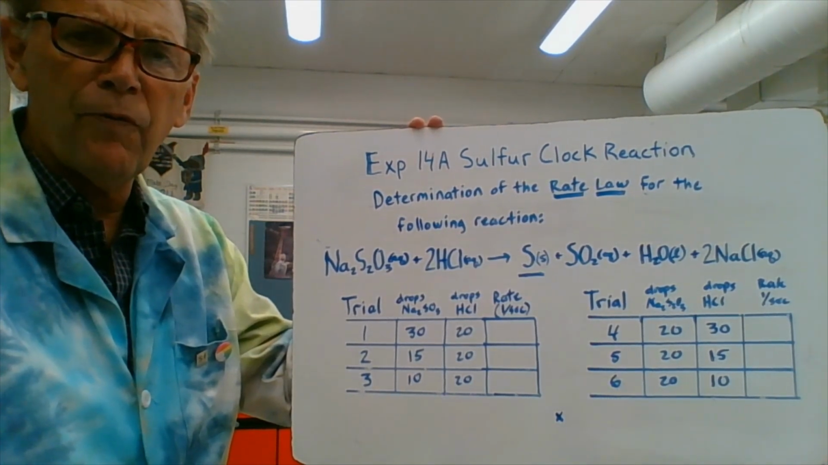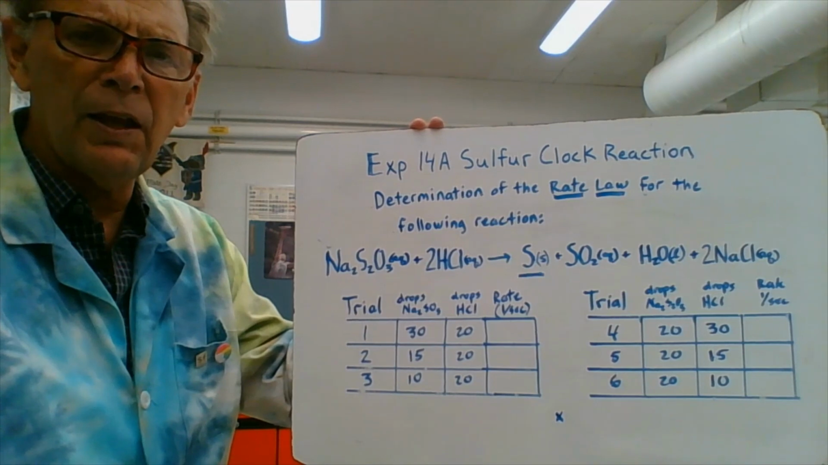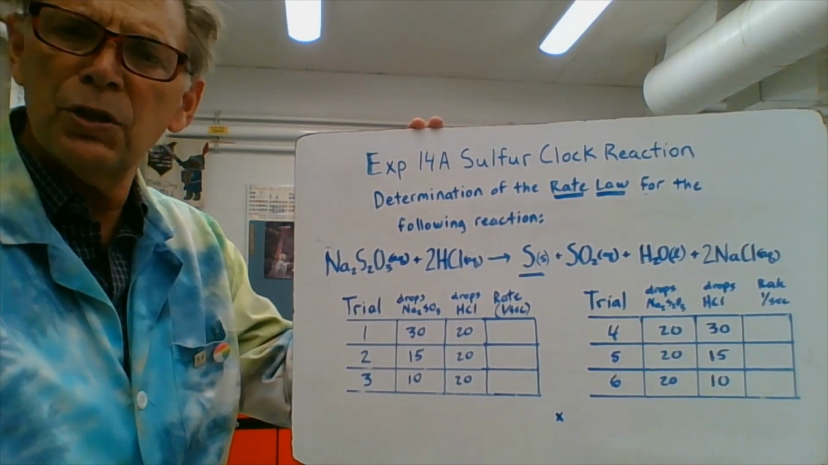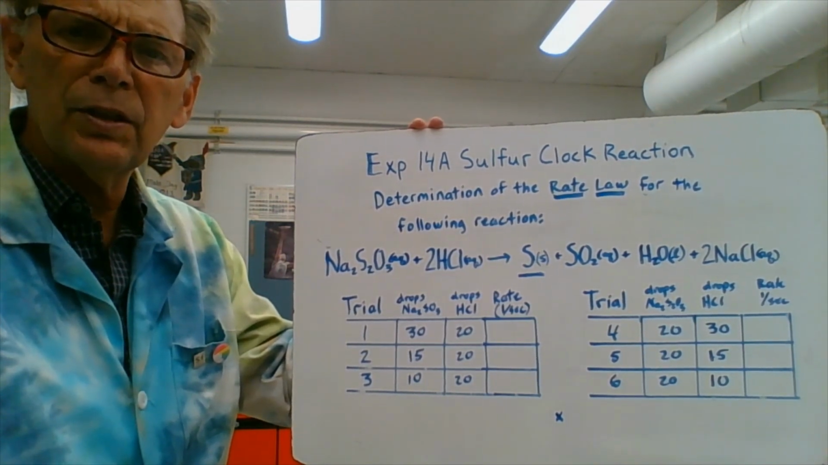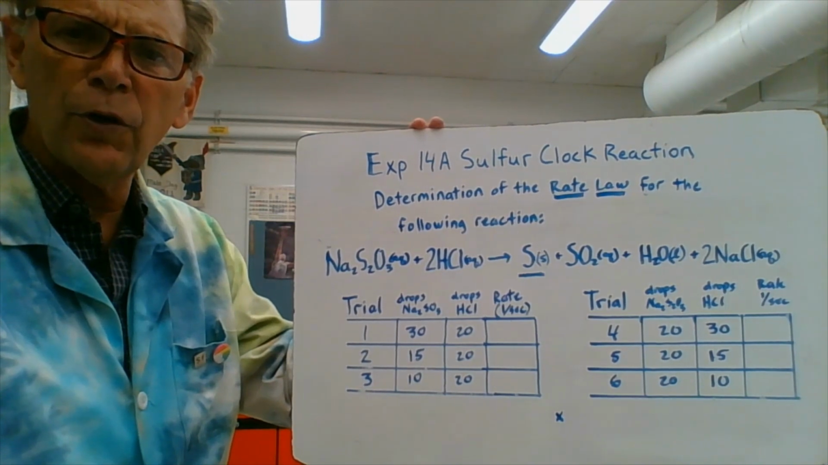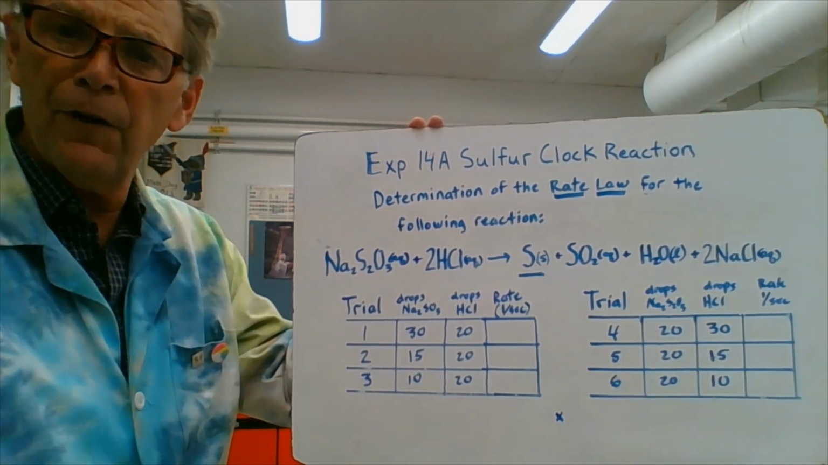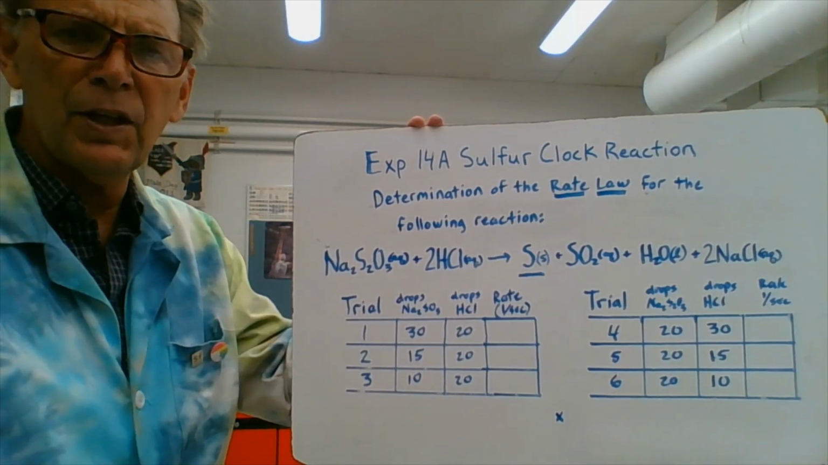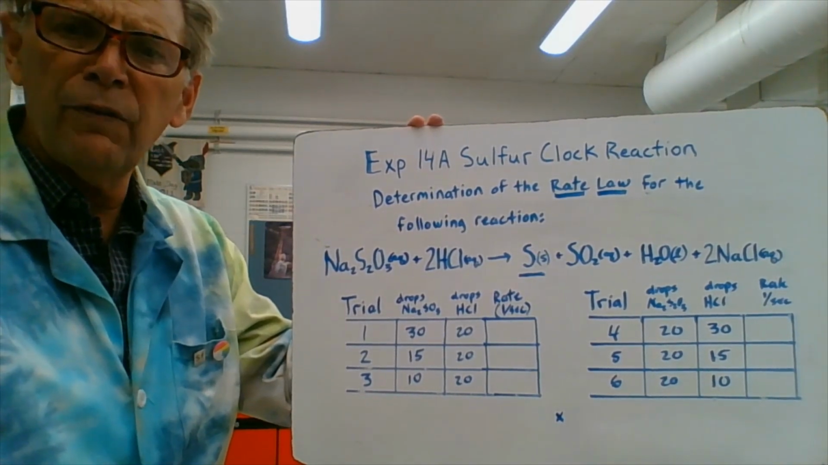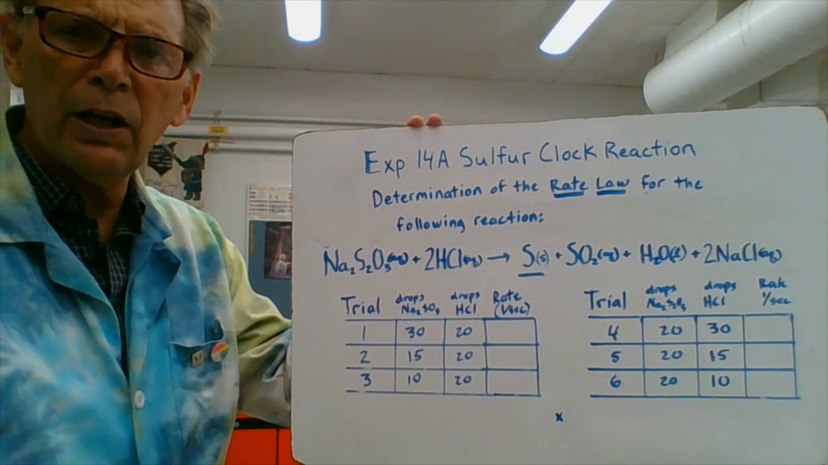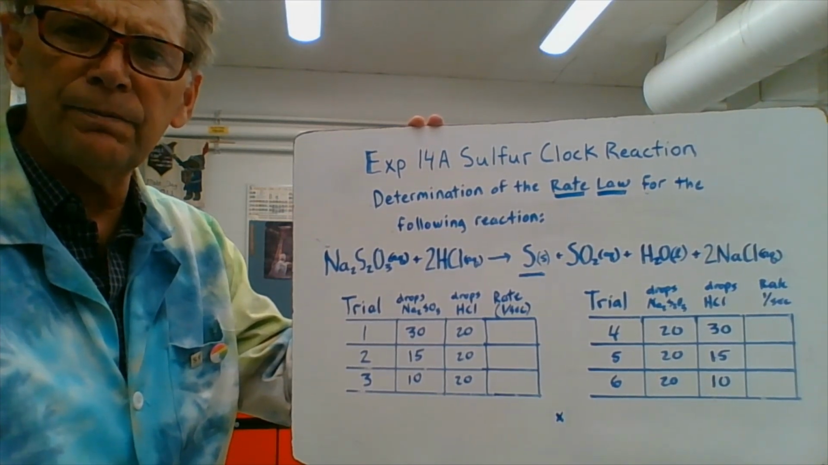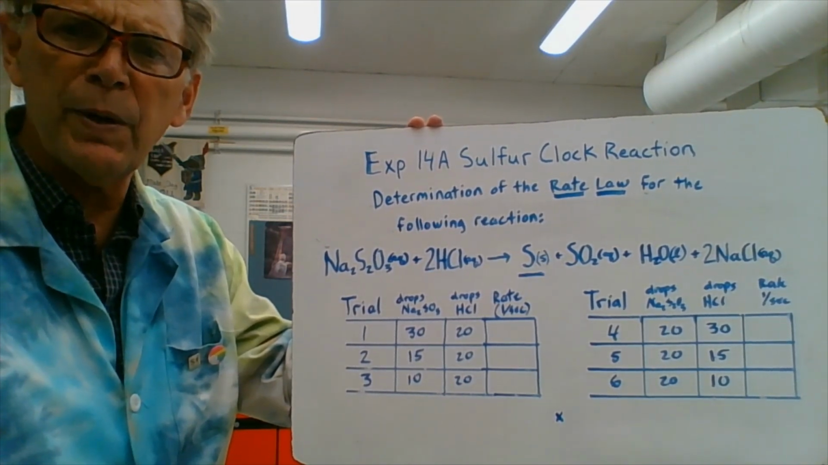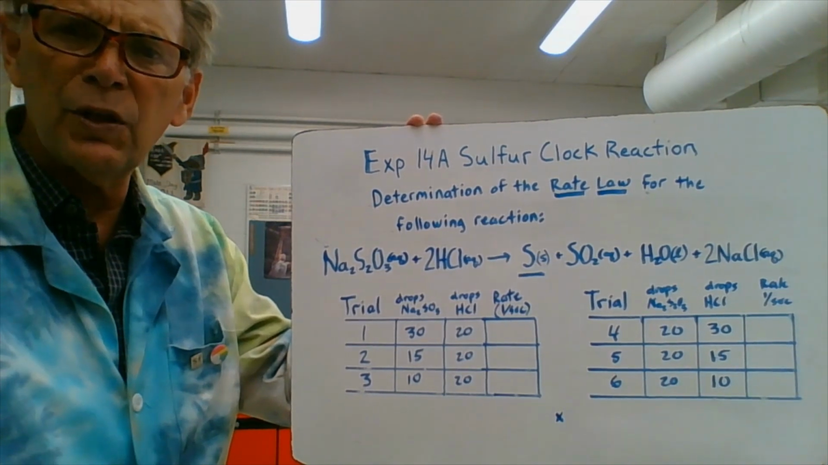Okay, today I'm going to perform experiment 14A, the sulfur clock reaction. Be sure that you open up the Google Docs that's provided for you on Google Classroom and follow along with this video and the experiment. The goal of the experiment today is to determine the rate law for the overall reaction and the order of the reaction with respect to the concentrations of each reactant.